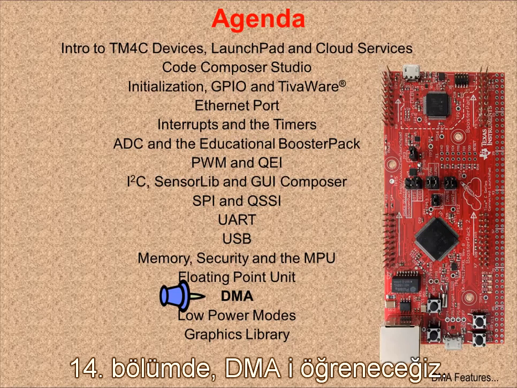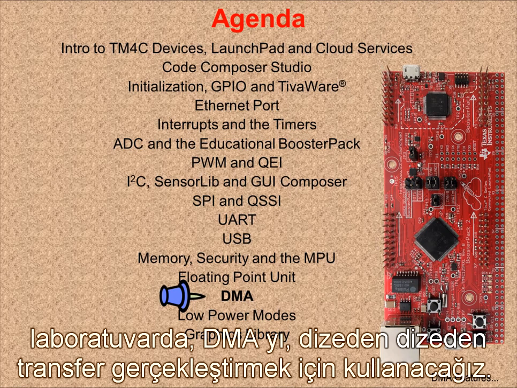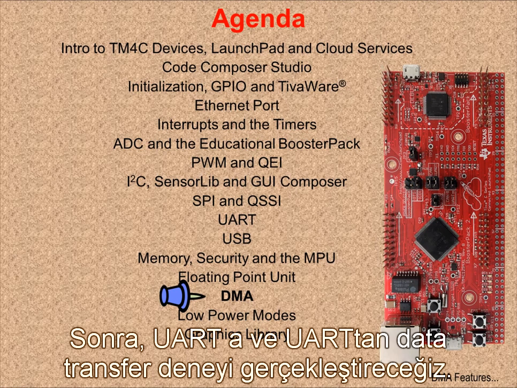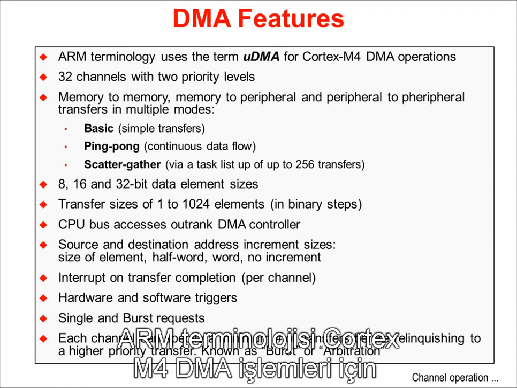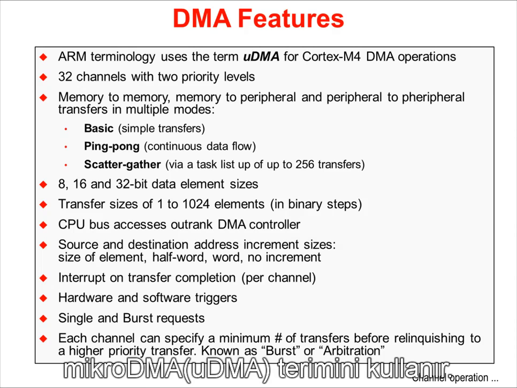In Chapter 14, we'll learn more about the DMA. In the lab, we'll use the DMA to perform array-to-array transfers. Then you'll experiment with transferring data to and from the UART. ARM terminology uses the term micro-DMA for Cortex-M4 DMA operations.